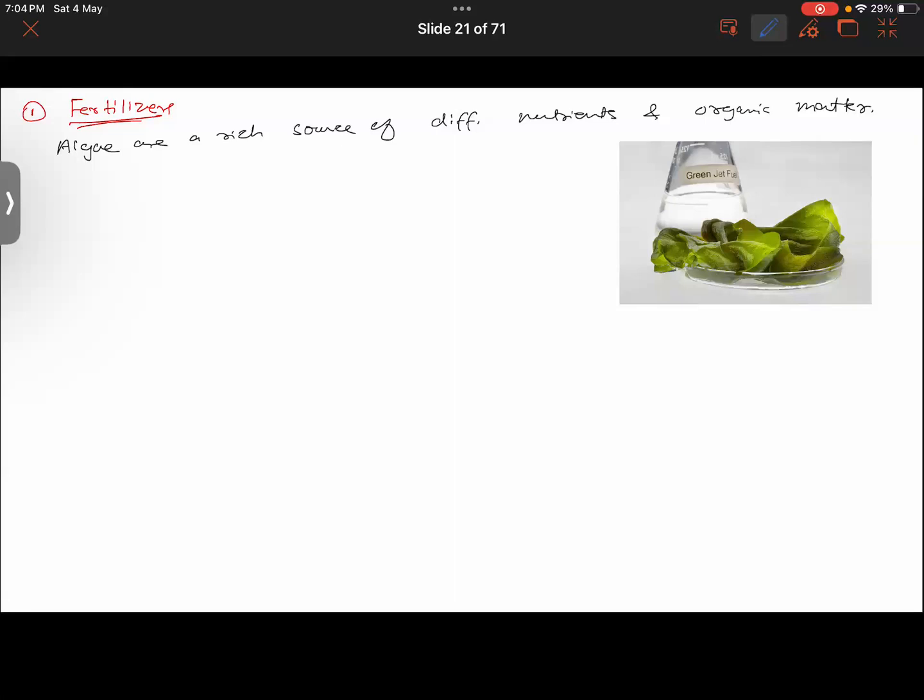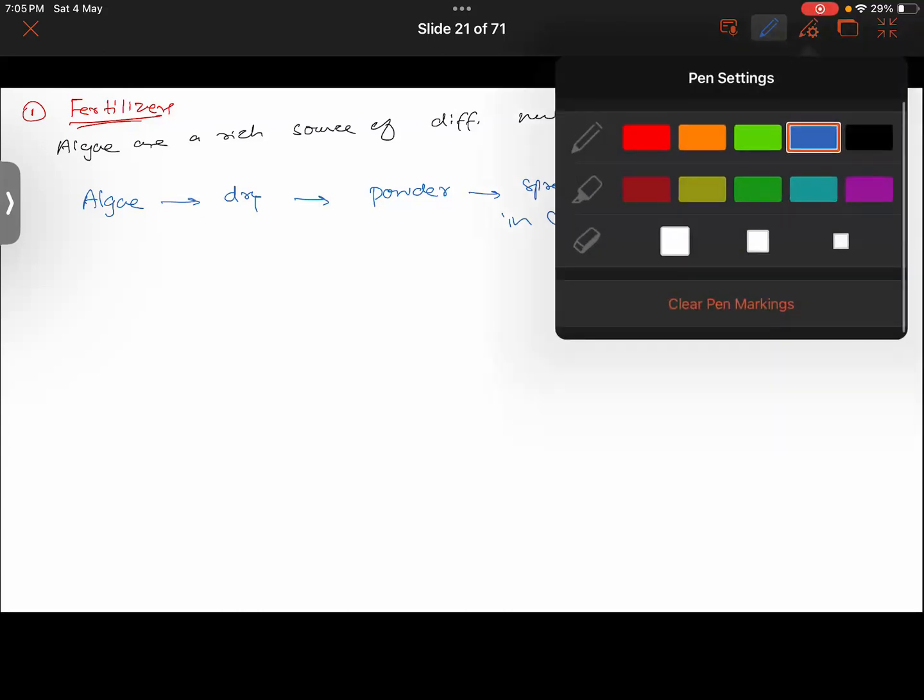So farmers have been using it. Although you won't find widespread use of algae as fertilizers, wherever it is growing and available, farmers who have knowledge of this would be using it. They would first dry the algae, sun drying it, make a powder out of it by grinding it, and then spread it on the crop field. Spread in crop field. This would add the essential nutrients to the soil.